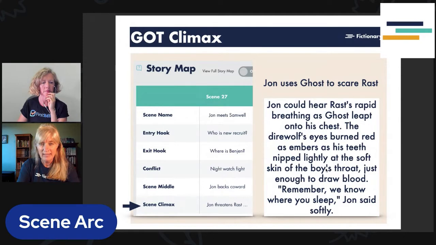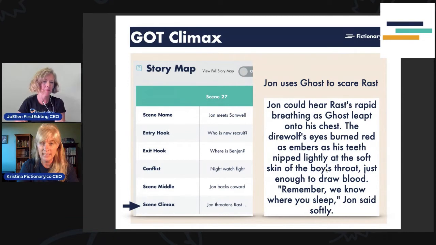Rast is in his bed, and the sentence goes, John could hear Rast's rapid breathing as Ghost slept onto his chest. The dire wolf's eyes burned red as embers as his teeth nipped lightly at the soft skin of the boy's throat, just enough to draw blood. And then John says, remember, we know where you sleep. And that's all he says. And there's the threat.